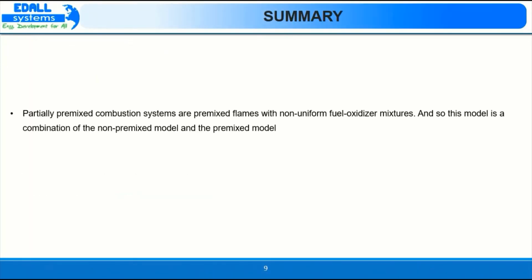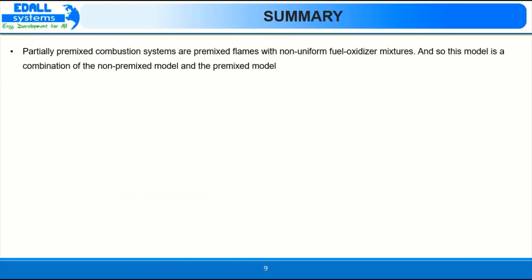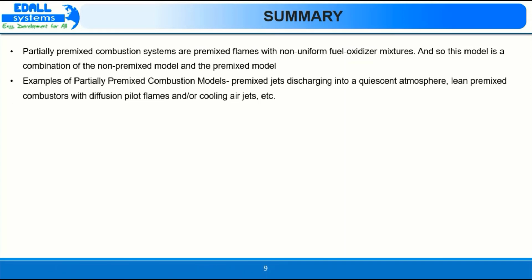So the summary for today's class is that we have discussed what is partially premixed combustion model. So these partially premixed combustion systems are nothing but premixed flames with non-uniform fuel oxidizer mixtures, and that's why this partially premixed combustion model in ANSYS Fluent is a combination of both premixed and non-premixed combustion models. Then we have seen some examples of this system that are premixed jets discharging into quiescent atmosphere, then lean premixed combustors with diffusion pilot flames.